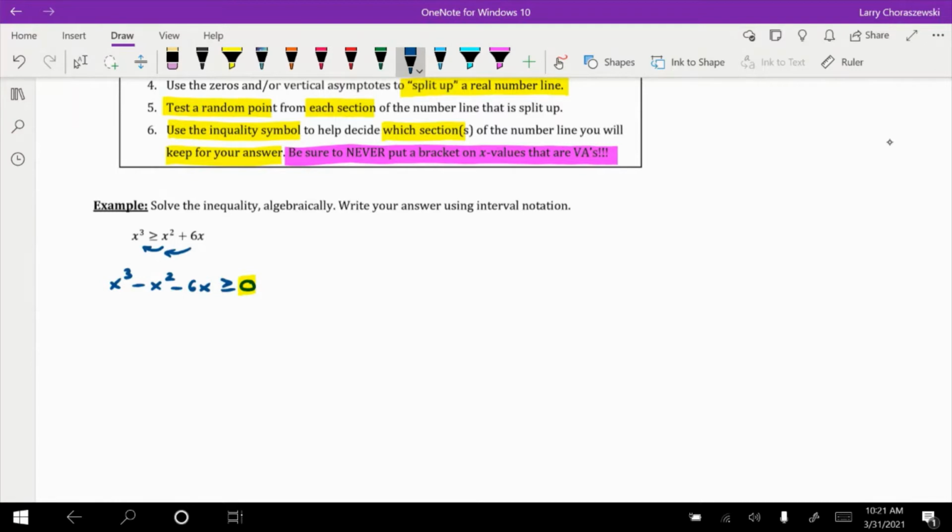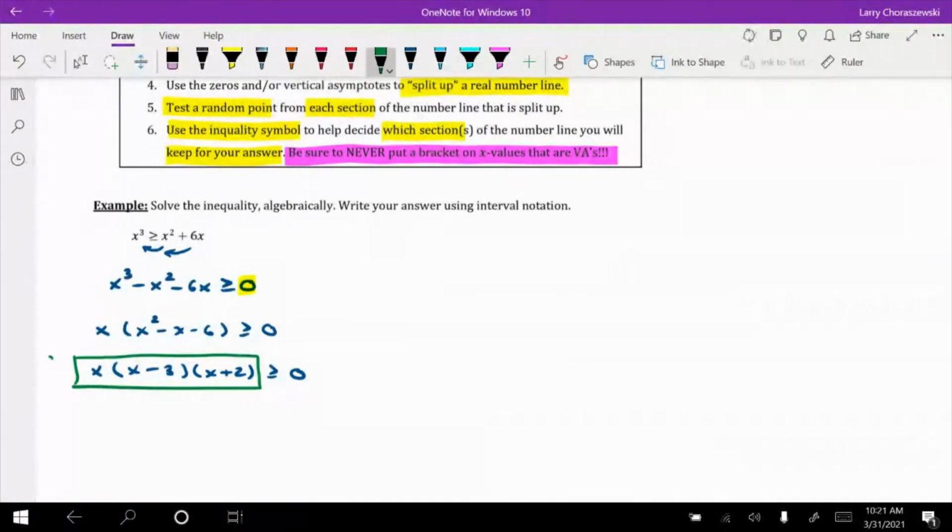It looks like the polynomial on the left-hand side can be factored, so what I'd like to do is factor it. We can start with what appears to be a GCF of x. After we take out that GCF, we get a quadratic that's going to factor as x minus 3 times x plus 2. Now, this is what I'd like to call our function f of x.